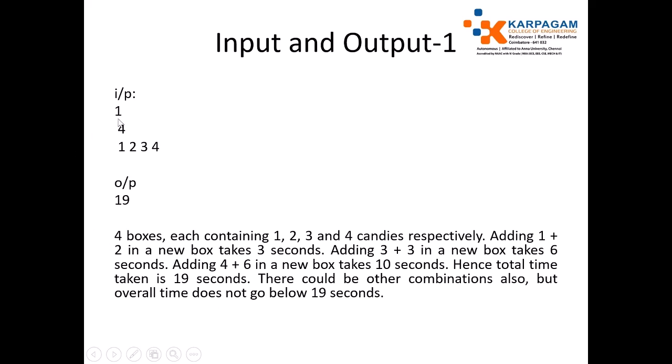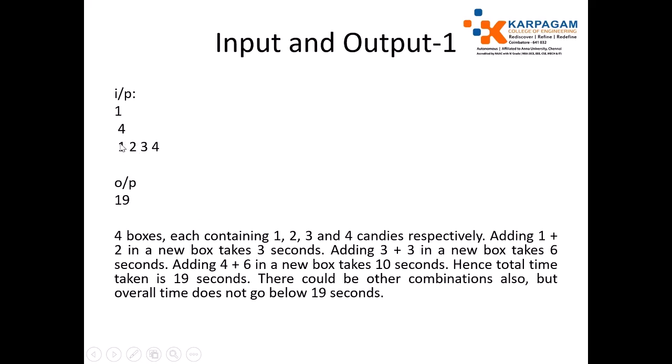Consider an input where the number of test cases is 1 and the size of the array is 4. When you give 4, it reads 4 elements in the array. In this case, the values are 1, 2, 3, 4. For this input, the output should be 19. For 4 boxes containing 1, 2, 3, 4 candies respectively, at every point of time you have to take 2 boxes only. Adding 1 and 2, you get a new box, taking 3 seconds.